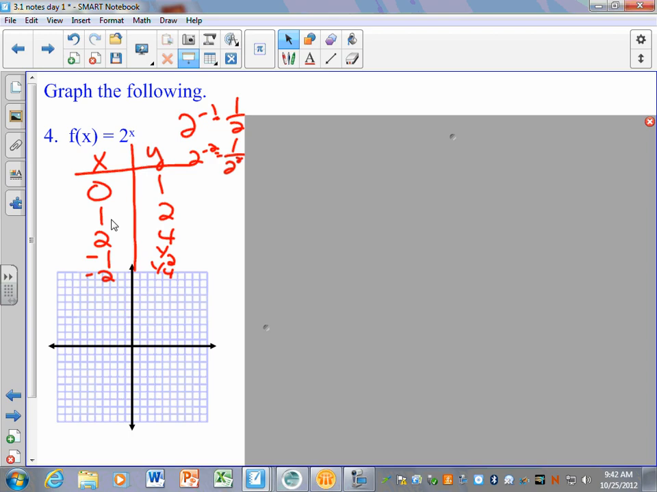Am I ever going to get 0 on that y column? What if I plugged in negative 100? I get 1 over 2 to the 100th power, which is that 0? It's really small, but it's not 0.